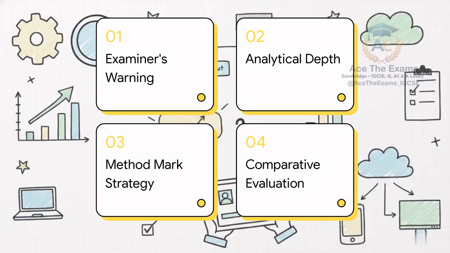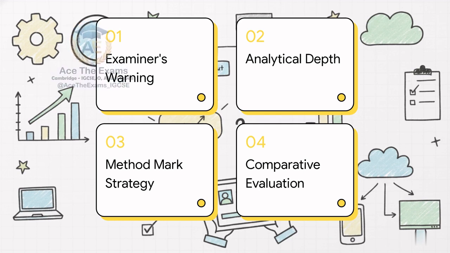Okay, let's just briefly look at our structure for this session. We're breaking this masterclass down into 4 distinct phases. First, we'll look at the examiner's warning to see where so many students lose completely preventable points. Second, we'll cover the principles of analytical depth. Third, we will unpack the method mark strategy, which is honestly an absolute game changer for your exam strategy. And finally, we will tackle mastering comparative evaluation. So grab your notebooks because we are getting right into it.